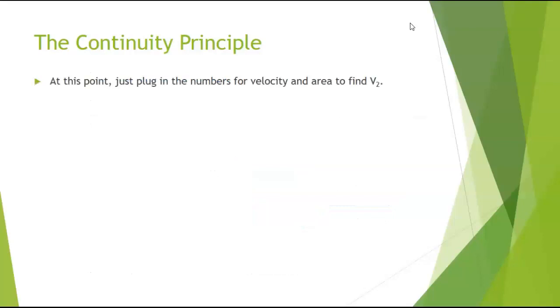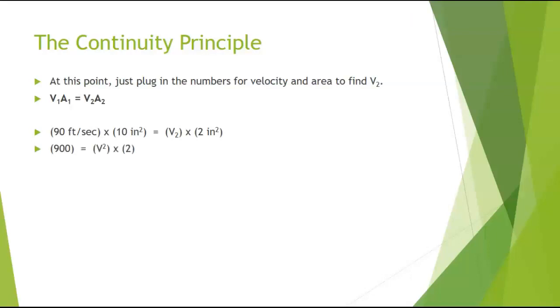So to illustrate the continuity principle, we can just plug in the numbers for velocity and area to find velocity 2. The continuity principle states that velocity 1 times area 1 should equal velocity 2 times area 2. So on the left side of the wind tunnel, we had 90 feet per second, that was velocity 1, times 10 inches squared, and that was area 1. That should equal velocity 2 times 2 inches squared.